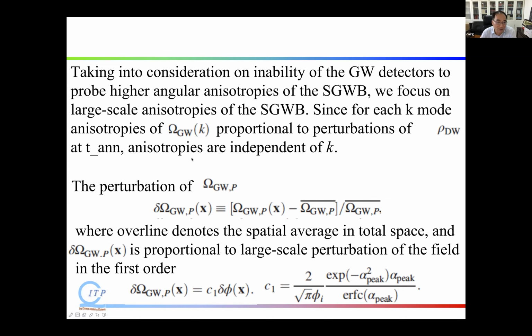Since for each K mode, the anisotropies are proportional to the perturbation of the energy density of the domain wall at T annihilation, any anisotropies are independent of K. So then the perturbation can be expressed this way. The overline denotes the spatial average in total space. And delta omega is proportional to the largest scale perturbation of the fields at first order. Delta phi, of course, is the perturbation of the scalar fields. C1 is a coefficient that can be expressed in this formula.